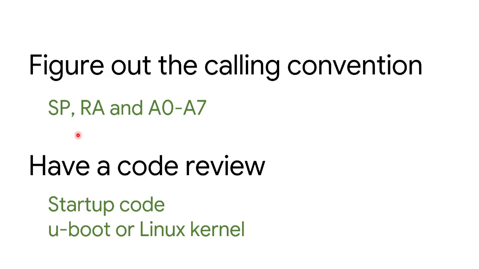The SP and RA registers are updated every time the function call is made. And as for A0 to A7 registers, these registers are used to store the arguments that are passed to the function. So if you figure out the calling convention, then you will easily figure out the control flow of your program in an efficient way.